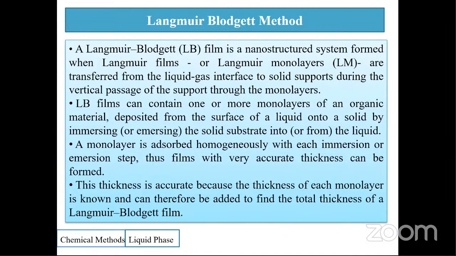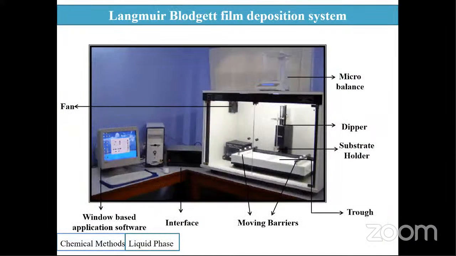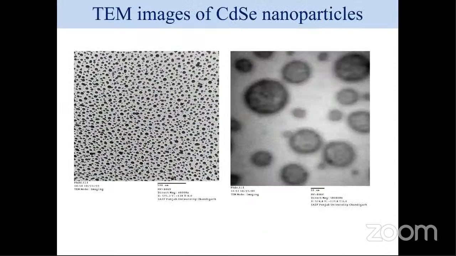You can see this is a system where one can deposit. Here is a dipper through which you can control the speed of the substrate which can be immersed inside the liquid solution. The substrates are connected with the substrate holder, and there is a microbalance, then moving barriers and all those things. And this is a computer control system through which you can control the speed of the dipping inside the liquid. Then these are all the techniques which we have discussed.